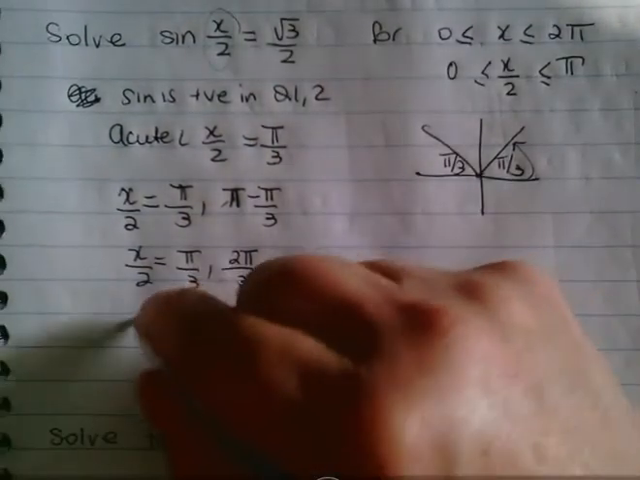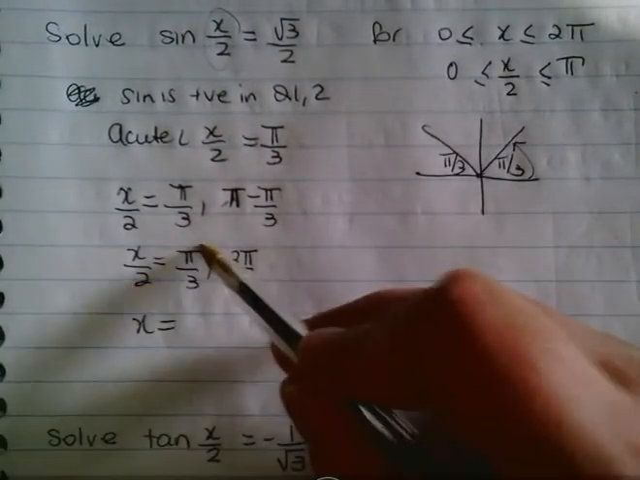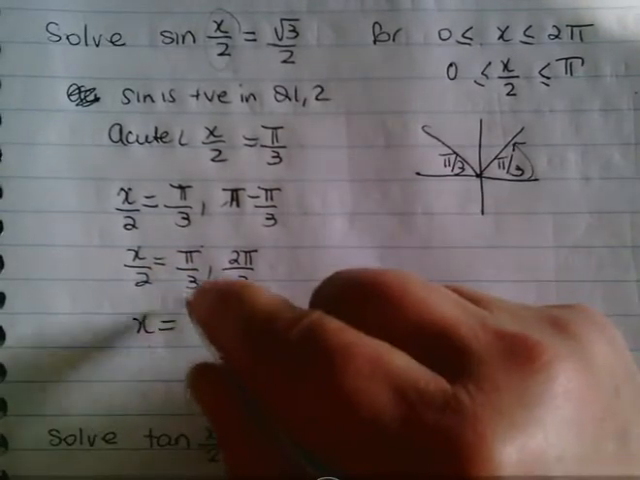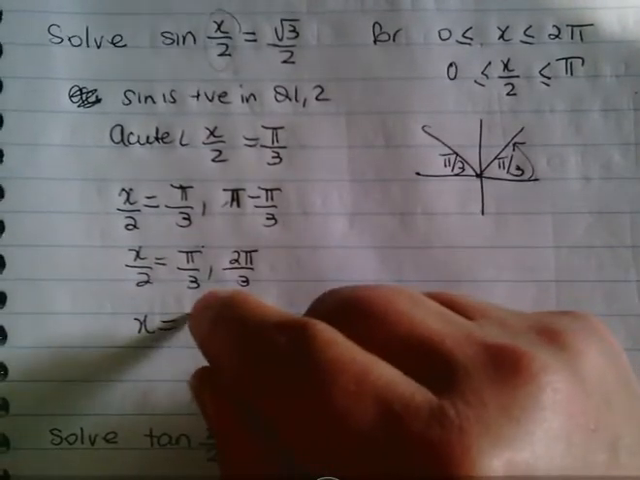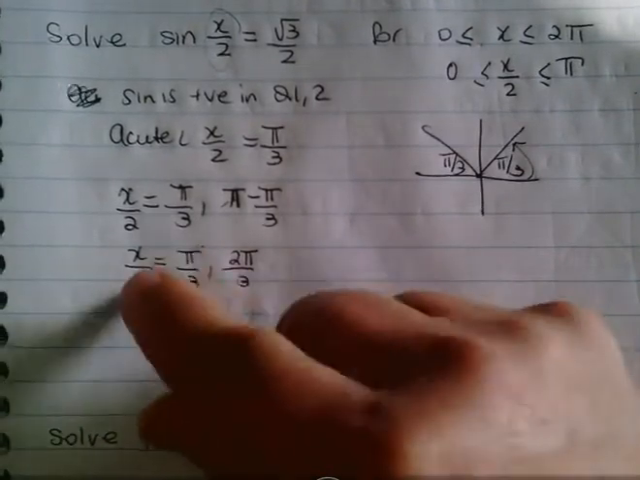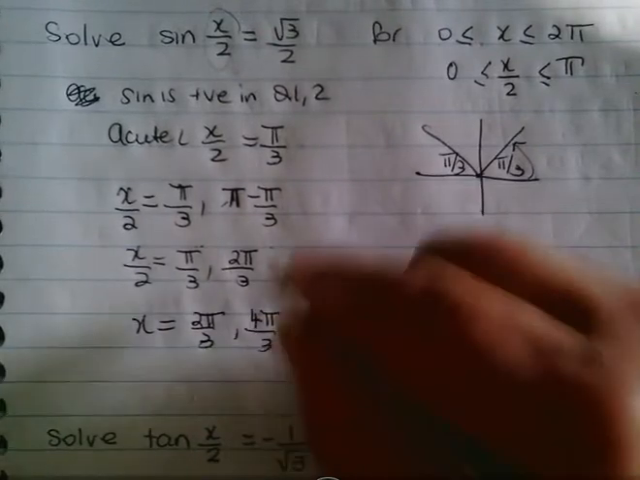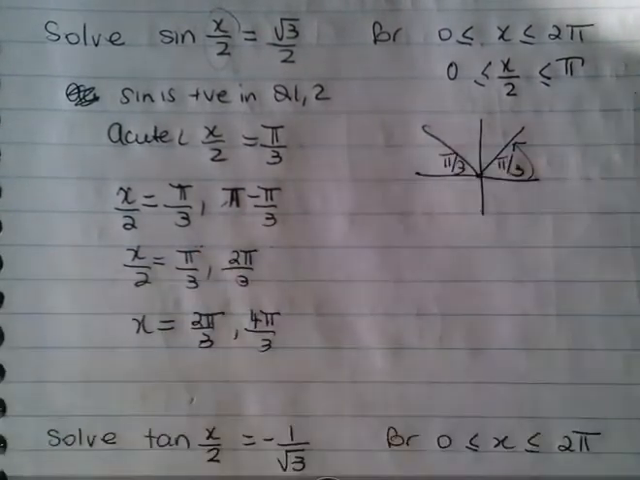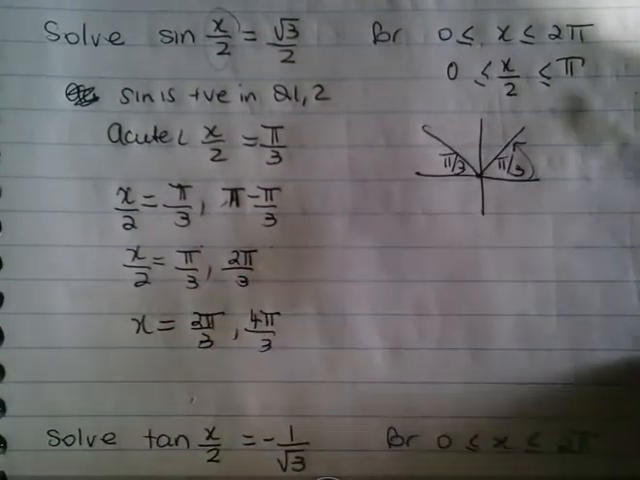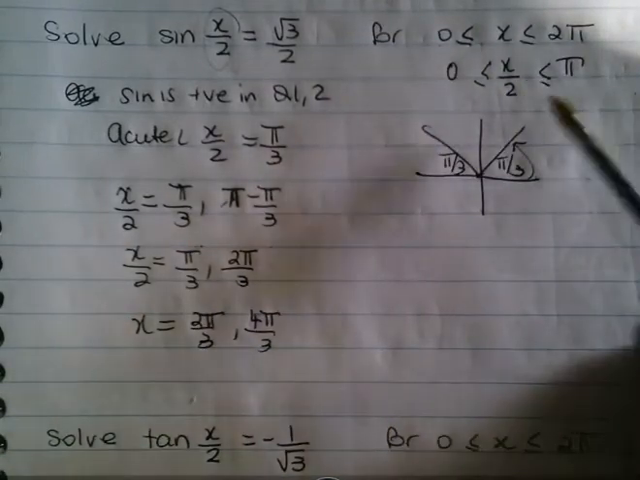So to get x on its own, because we are solving for x, you need to multiply these all by 2. So I end up with pi on 3 times 2, which is 2 pi on 3. We multiply this by 2 and I get 4 pi on 3, because I'm just multiplying both of these by 2. And those solutions do fit in my domain from 0 to 2 pi.